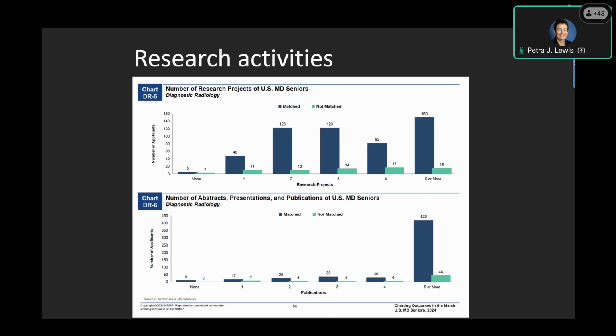So here is the data, and this is all from the latest page 356. Oh no, actually it was only page 55. That one, yep. Of the number of research projects and the number of publications of radiology, this is radiology specific, in those who matched and not matched. And you can see that you can not match and still have 5 or more research projects, or 5 or more publications. And you can match with none.